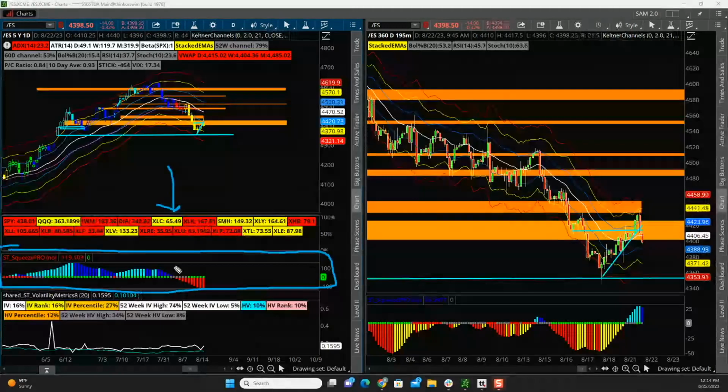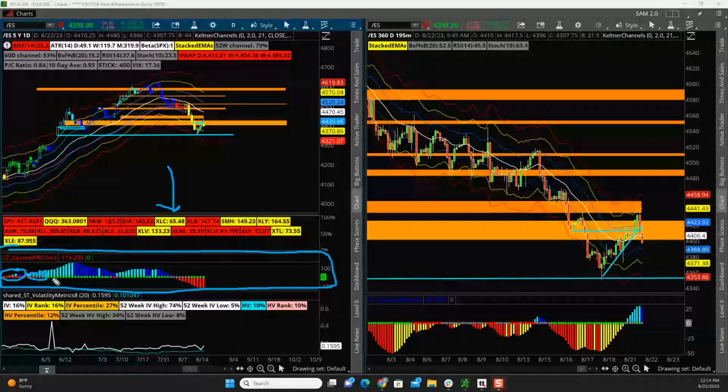And basically, this lets me know when the Squeeze Pro is squeezing. So this is the mid compression squeeze, and then we have the low compression squeeze. When it fires, it goes green. And if it goes red, that's basically the squeeze wanting to fire to the downside. So there's the Squeeze Pro.